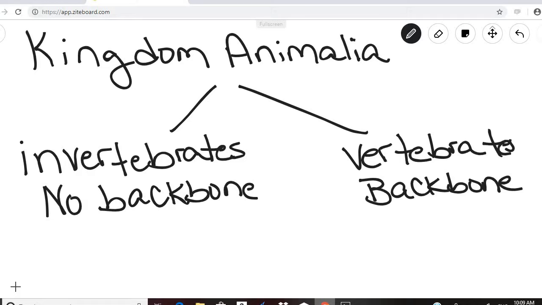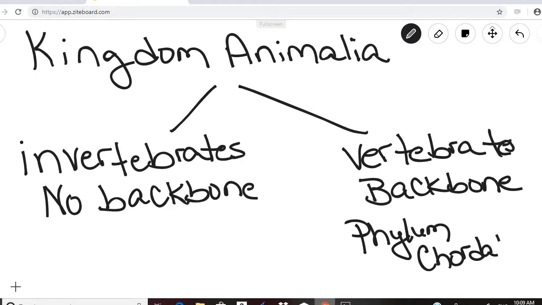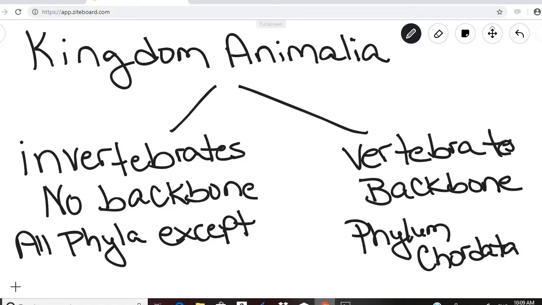And in terms of phyla within these kingdoms, the vertebrates have only one phylum, and that is phylum Chordata. So every other phylum within the animal kingdom, except phylum Chordata, are invertebrates. So this module and the next module deal with the invertebrates, and then we'll spend a couple modules looking at the vertebrates.